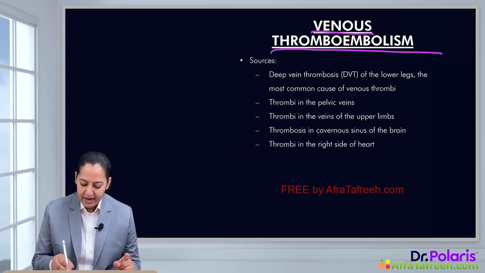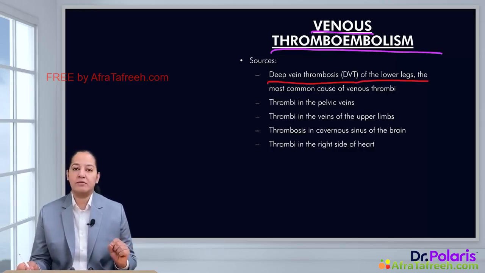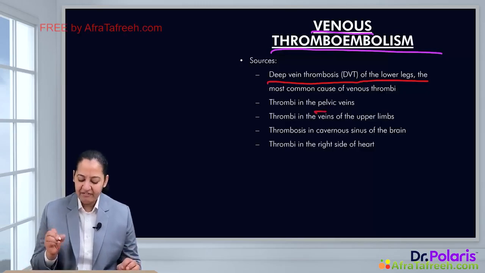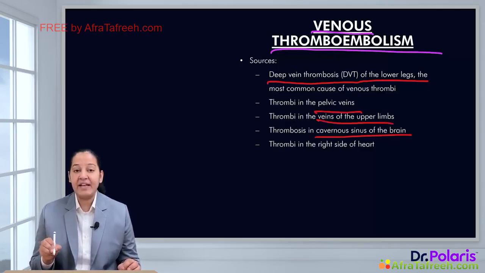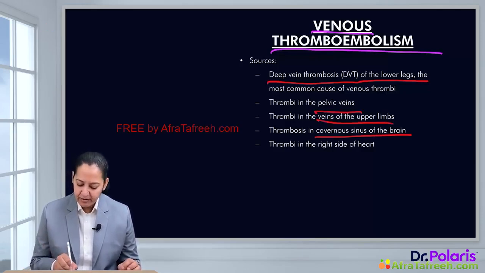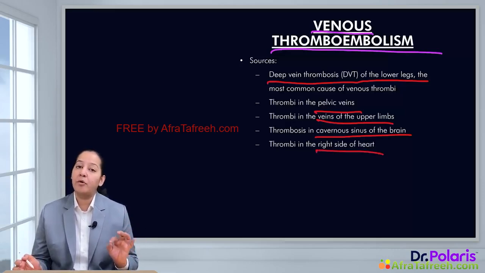Most commonly, it arises from the deep veins of the lower legs. It is known as deep vein thrombosis of the lower leg, DVT of the lower leg. Most common vein. After that, it can be the pelvic vein. It can be veins of the upper limb. It can be cavernous sinus veins in the brain. It can be the right side of the heart. So an embolus can arise anywhere in the veins, but most commonly it is the deep vein of the lower limb.